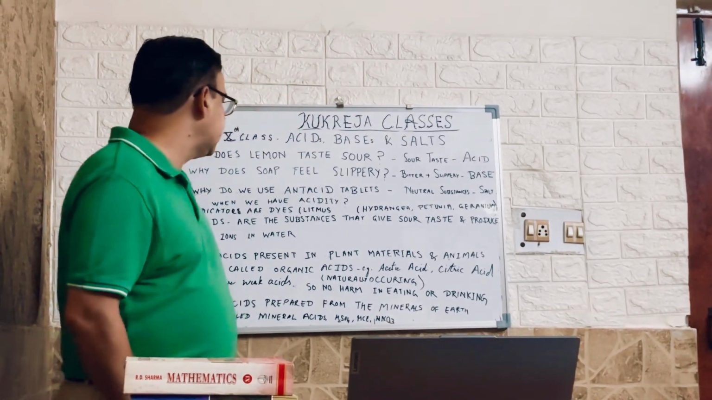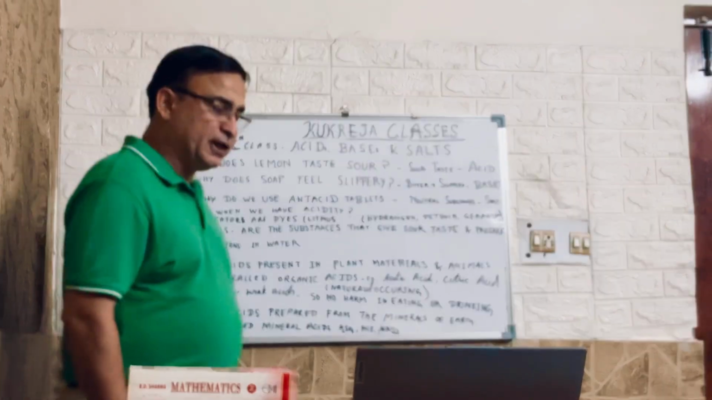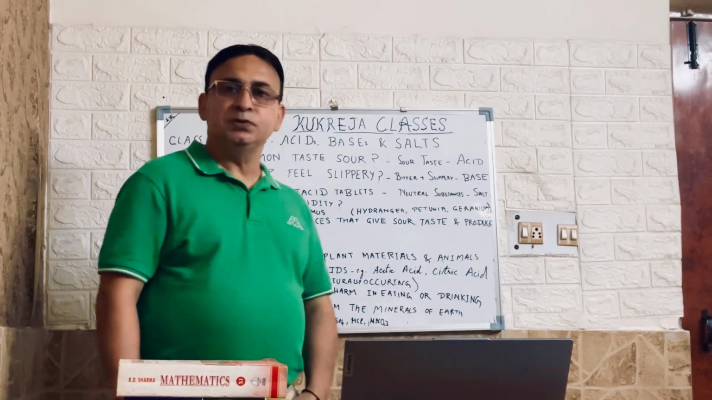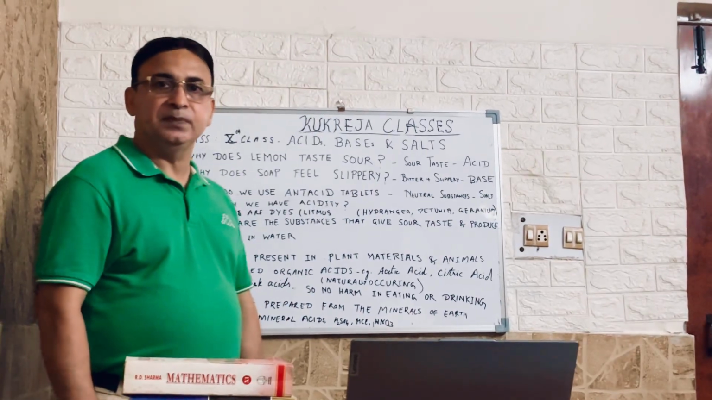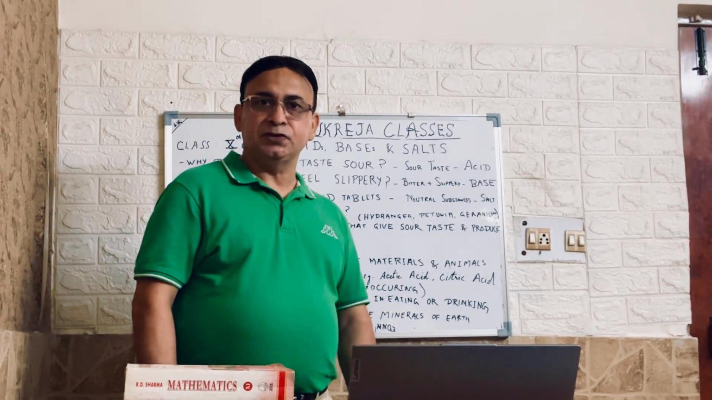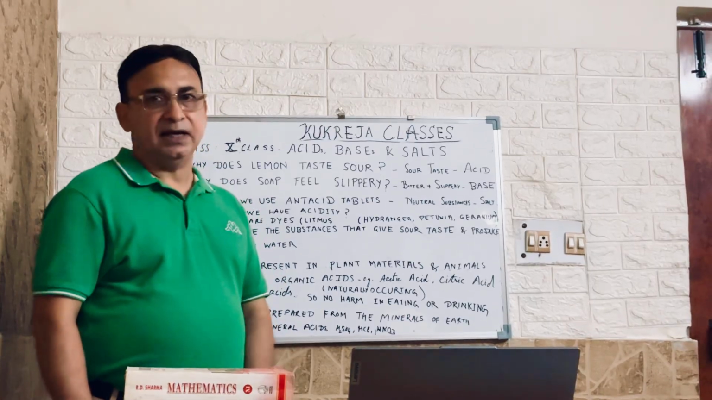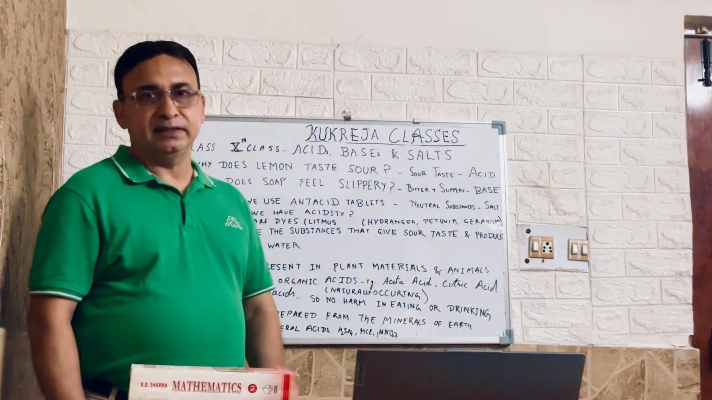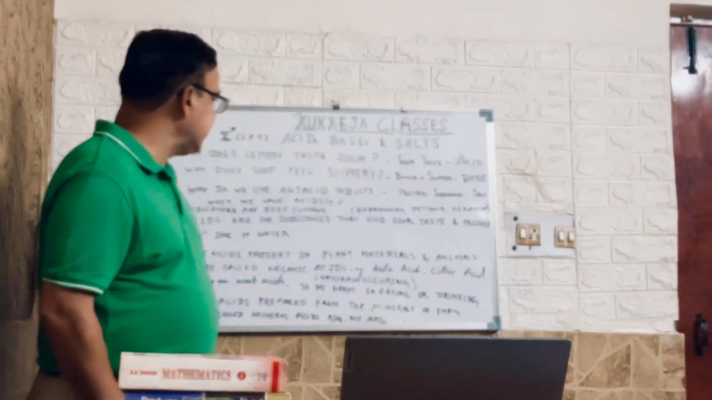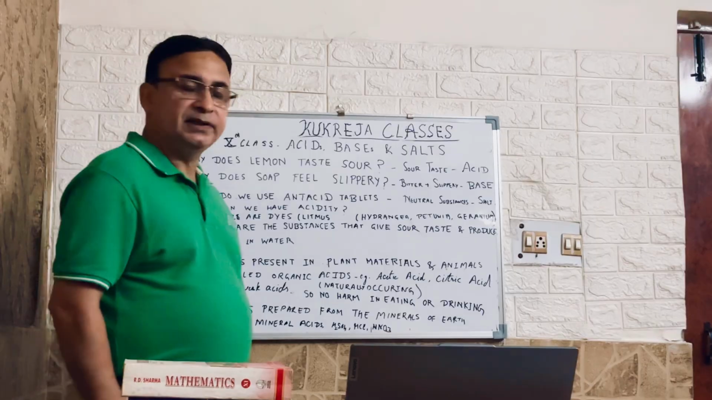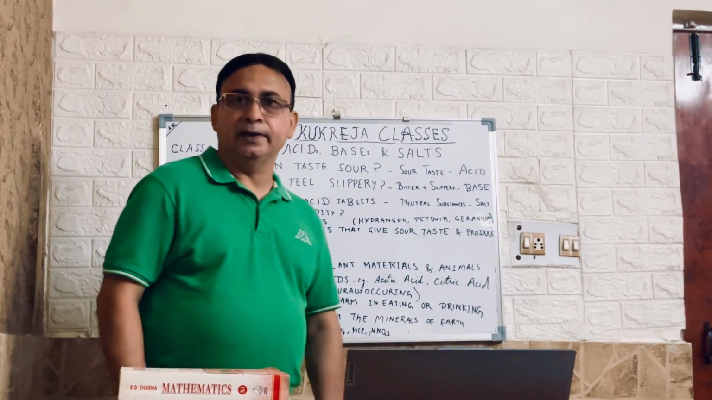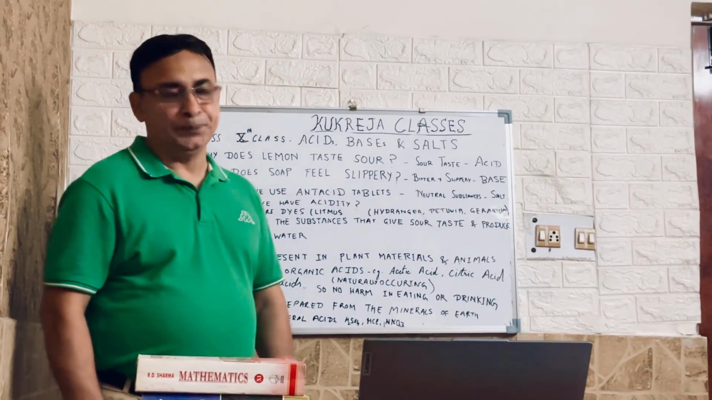Indicators are dyes which change color when added to acid or base. We generally use three types: litmus, methyl orange and phenolphthalein. Litmus is a natural indicator, and methyl orange and phenolphthalein are synthetic indicators. Acid changes blue litmus paper to red, and bases change the color of red litmus to blue.